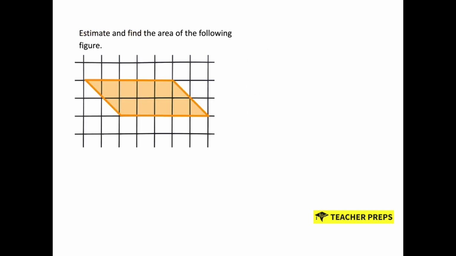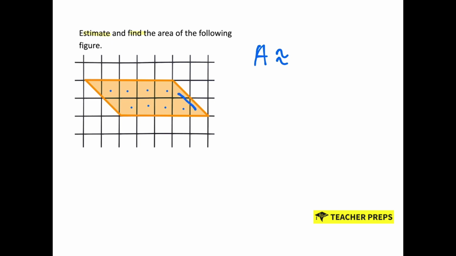Let's go through another example together. This is a parallelogram, and we need to estimate and find the area of this parallelogram. Let's start with our estimation of our area. Remember, area is how many square units fit in the inside. So let's count how many whole square units we have. We have 1, 2, 3, 4, 5, 6, 7, 8 whole square units.